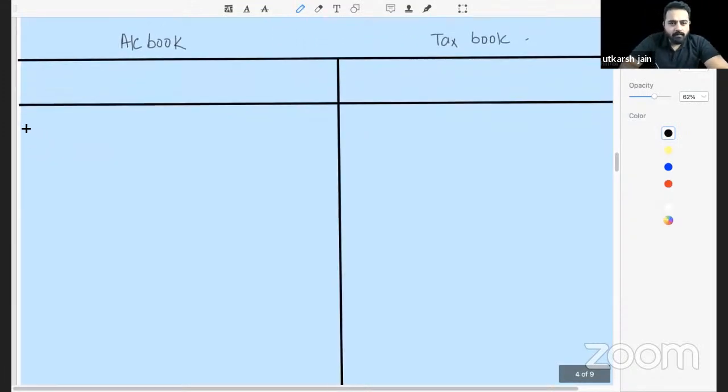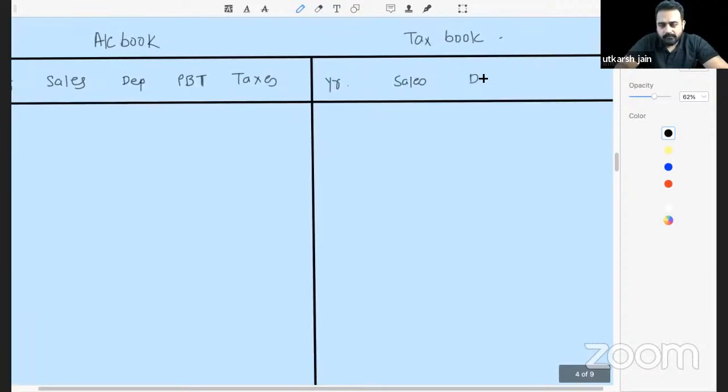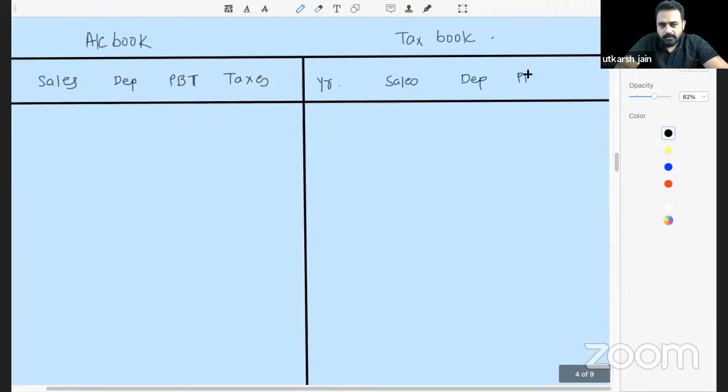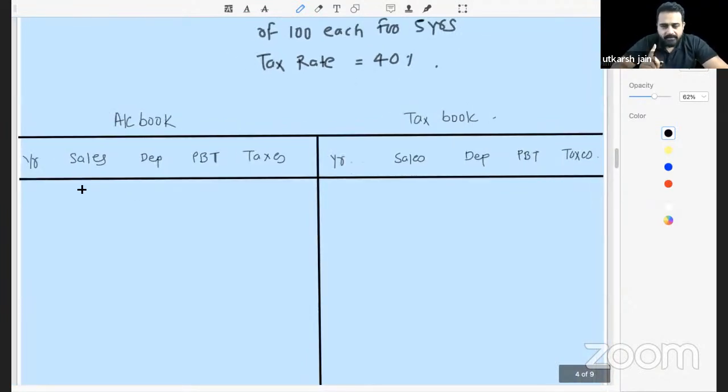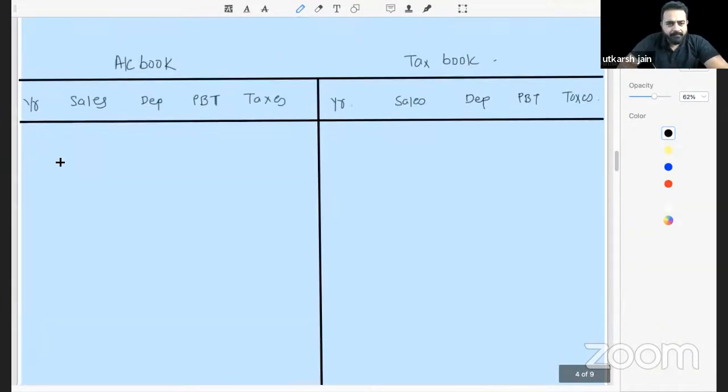Let's do it for year one. Here, we will say sales, depreciation, profit before taxes, and then taxes. Same here: sales, depreciation, PBT, and taxes. All right. Everyone, please be with me on this. Let's try to have fun.